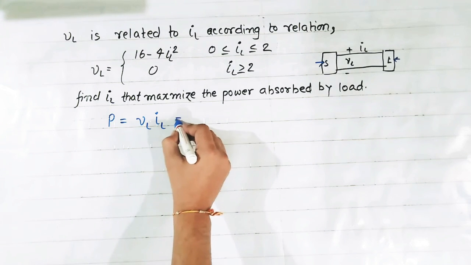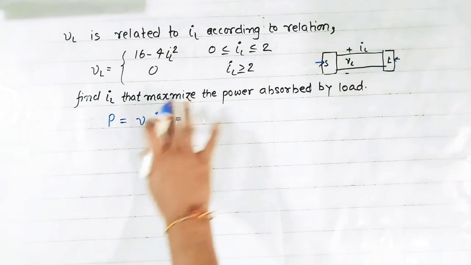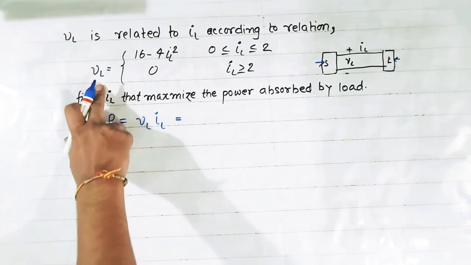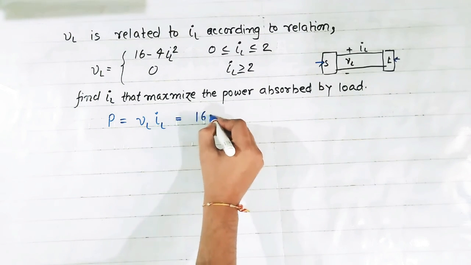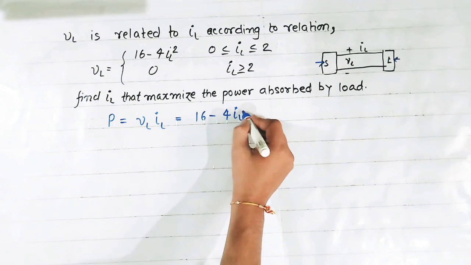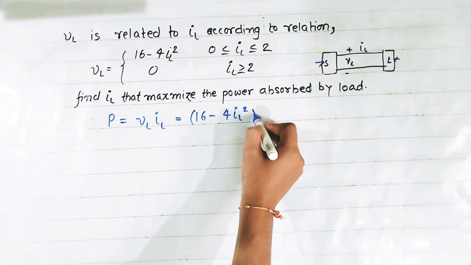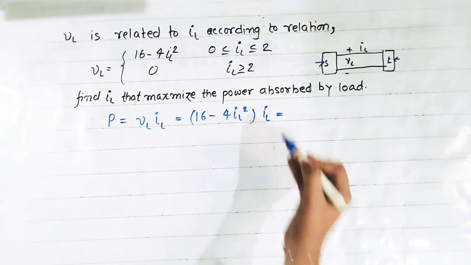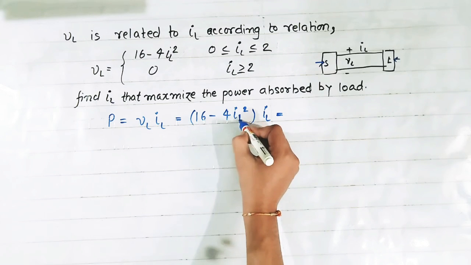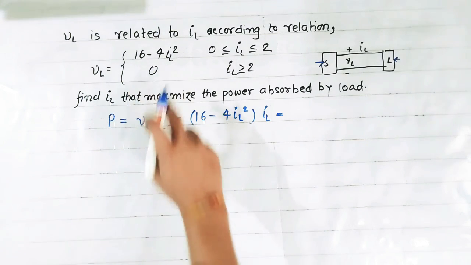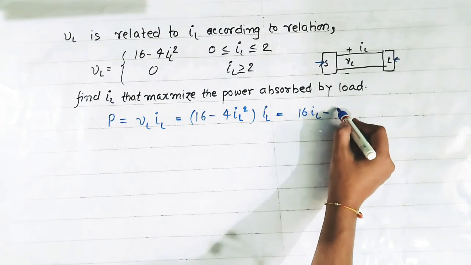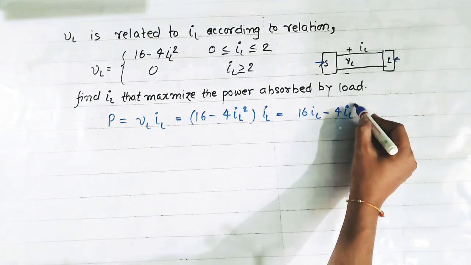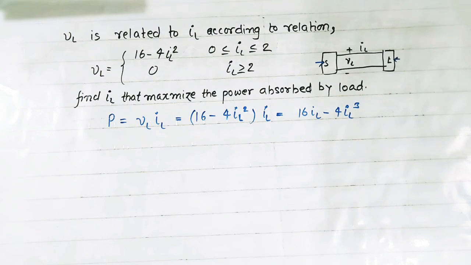So we know that from 0 to 2, the power is given by this voltage, which is 16 minus 4 IL square. So we can write 16 minus 4 IL square into IL. VL is equal to 16 minus 4 IL square. So we get 16 IL minus 4 IL cube. Here we have to find the maximum power absorbed by the load.